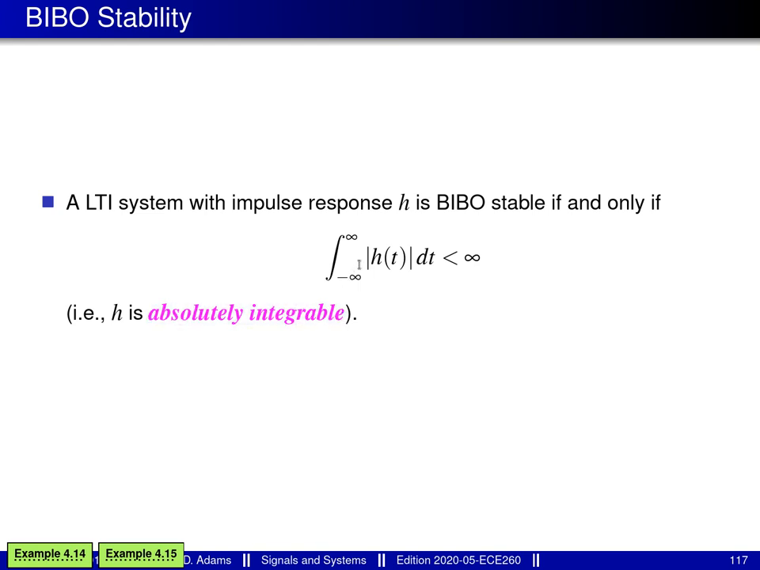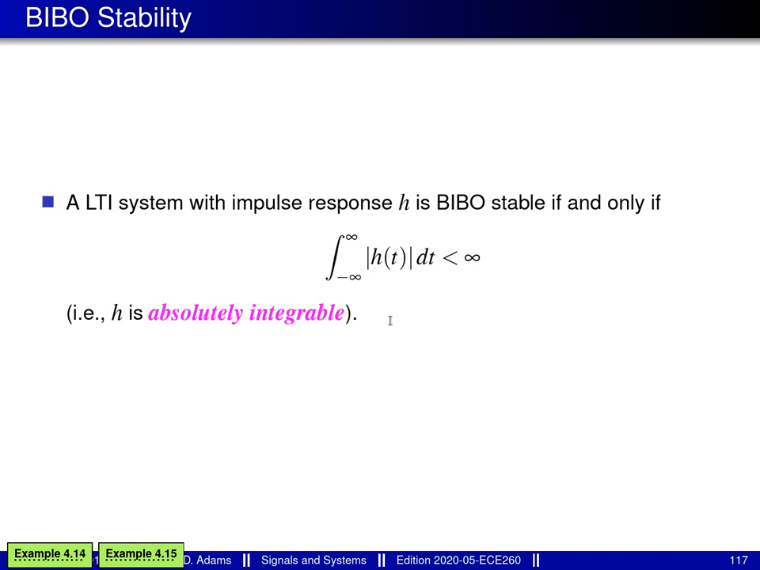And what this means simply is if a function is absolutely integrable, it means if you take the magnitude of the function and then you integrate that over the entire domain of the function, which in this case is the real line, this converges to a finite value. This is all it means for a function to be absolutely integrable. So in other words, if this condition is satisfied, the system is BIBO stable, and if this condition is not satisfied, the system is not BIBO stable.